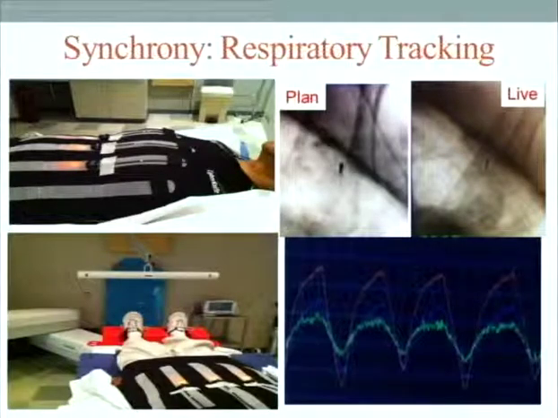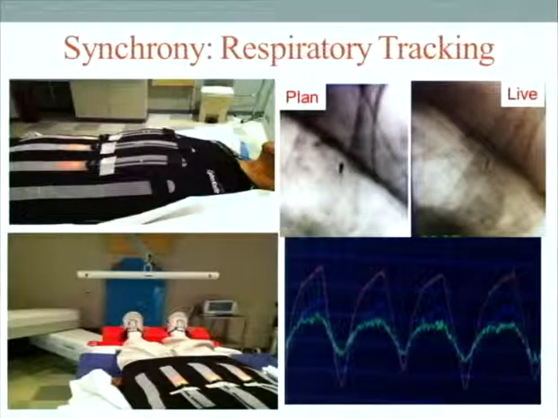So the patient wears a vest with three light beacons that are detected by this camera, and we're able to track the patient's respiratory pattern. We're also able to track the tumor location throughout treatment. So we're able to relate the location of the tumor to the respiratory pattern, and we can actually predict, based on this part of the respiratory cycle, exactly where the tumor will be.